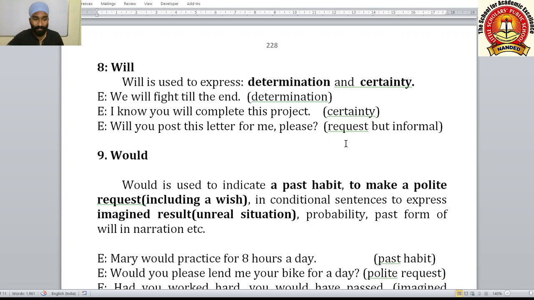In this video, we are going to understand our remaining modal auxiliaries. The first 7 modal auxiliaries you have learnt, and the remaining we will learn in this video. First we will learn will.